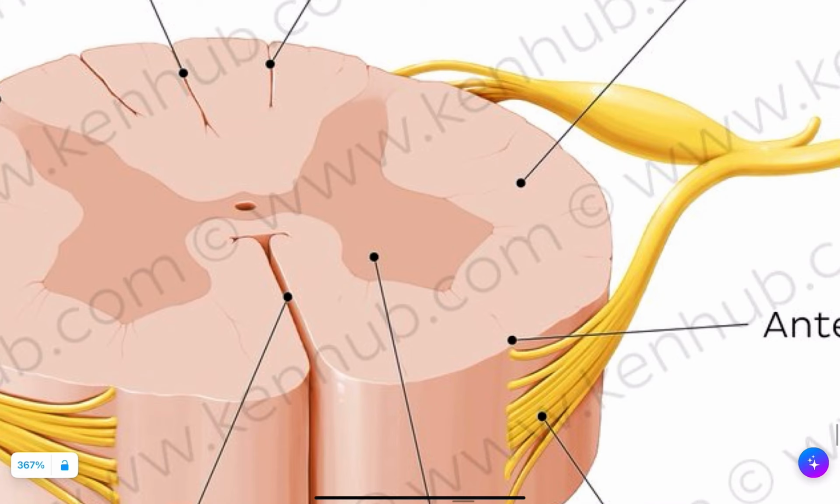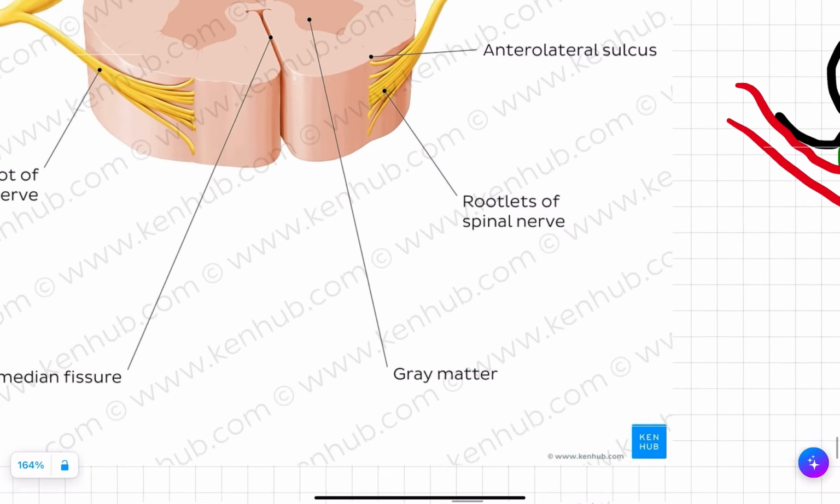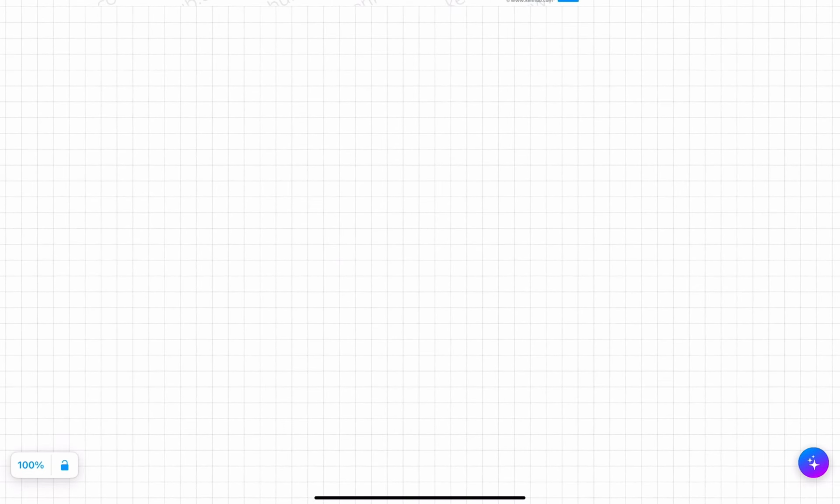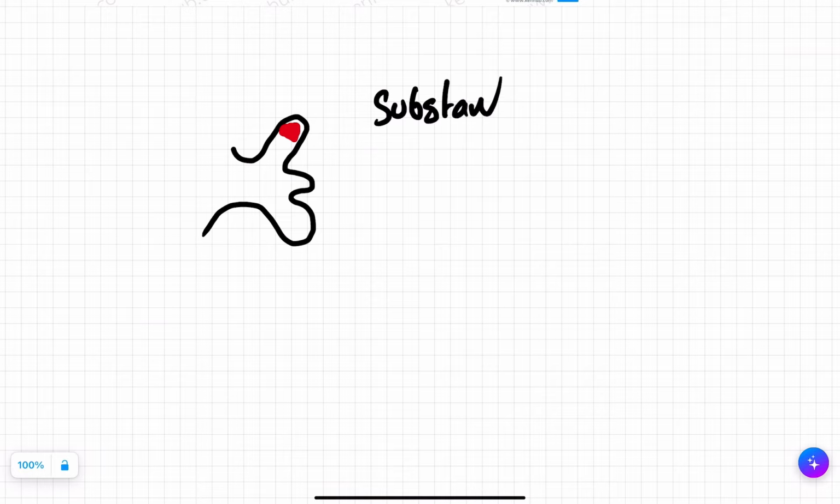Suppose this is your posterior horn. Posterior horn will have the cell bodies, but the collection of cell bodies, we call it what? Nuclei, right? Don't call it the gray matter. The collection of the nuclei is going to form your gray matter. So here you will have primarily four kinds of nuclei. First, this is known as the substantia gelatinosa. Let's write about it. Let's draw this horn. This is known as your substantia gelatinosa.